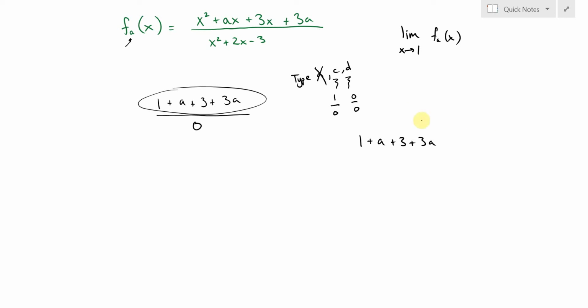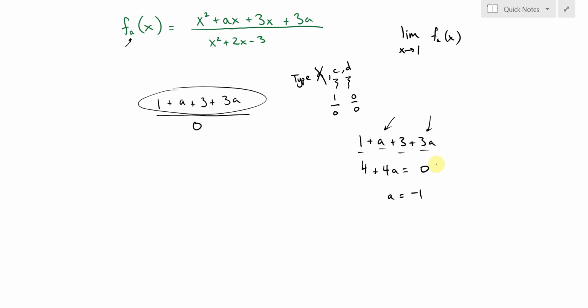Well, obviously, just looking at it, it depends on what the value of a is. For most values of a, this isn't going to be 0. But what you'll notice is, if you just solve for a, you could combine the 1 and the 3, and that's a 4. Combine the a and the 3a, and that's 4a. So we want to know, when would this be 0? Well, clearly when a is equal to negative 1.